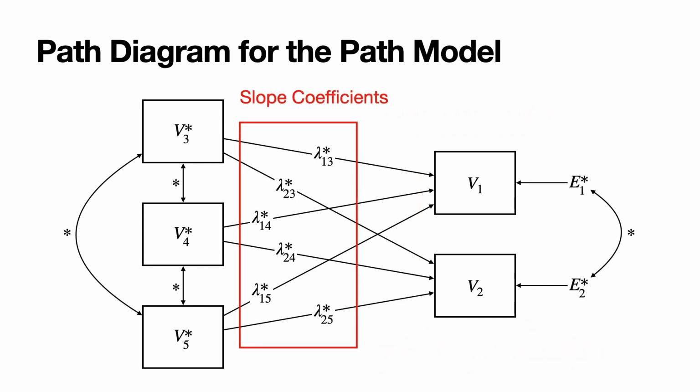And finally, we have the slope coefficients, lambda 1,3, lambda 2,3, lambda 1,4, lambda 2,4, lambda 1,5, and lambda 2,5.